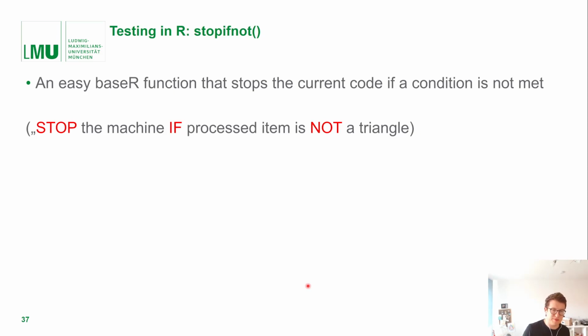Cool. Let's start with the stopifnot command. It's quite simple in its basic application. Well, the condition or the test that you are conducting, it can be really complex. But the basic stopifnot function is just really simple. It's an easy base R function that stops the current code if a condition is not met. And the condition is what we specify in the stopifnot function. So to explain the name and to go back to our factory example, we stop the machine if the processed item is not a triangle. So stopifnot.